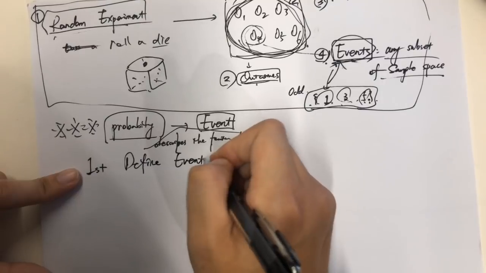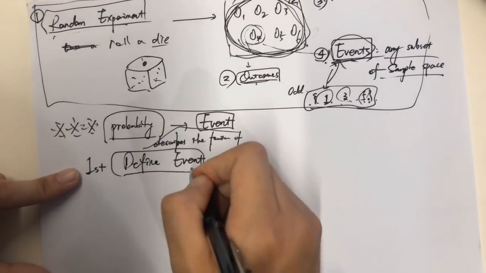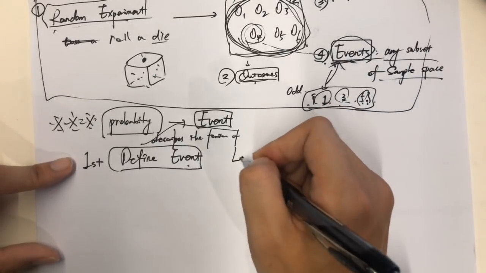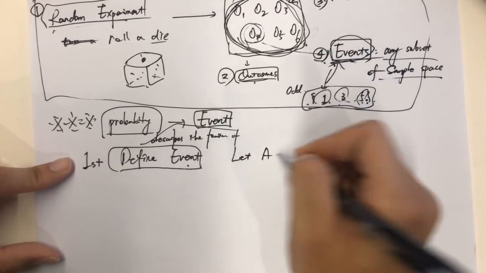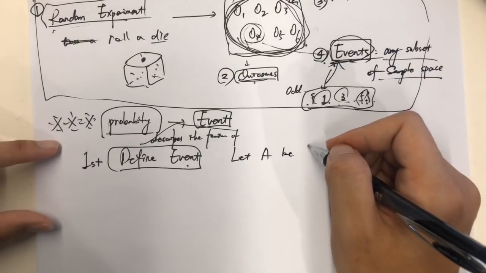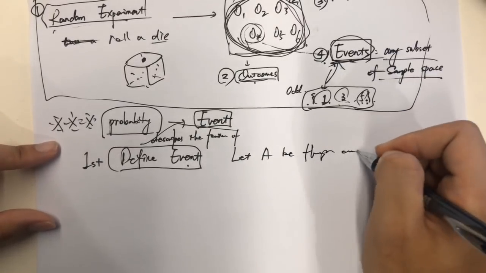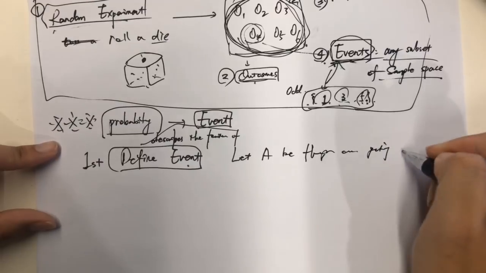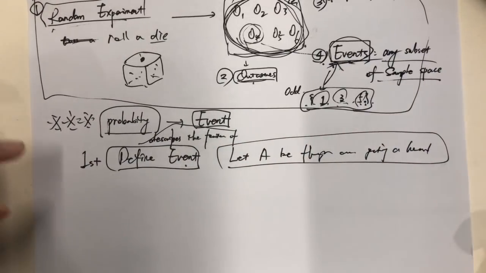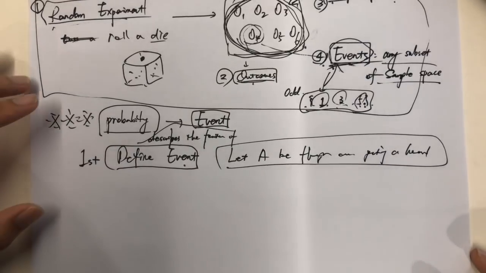Events, okay? You have to define the event first. So it's pretty much like, let A be flipping a coin and getting a head. So yeah, this is the first thing you have to do in answering a probability type question.